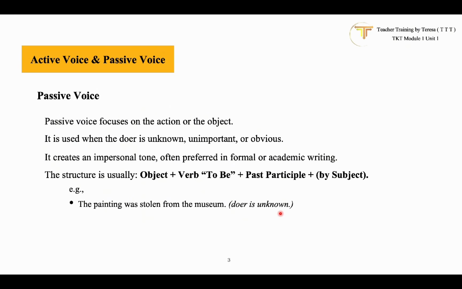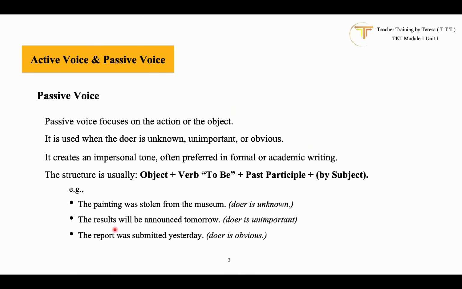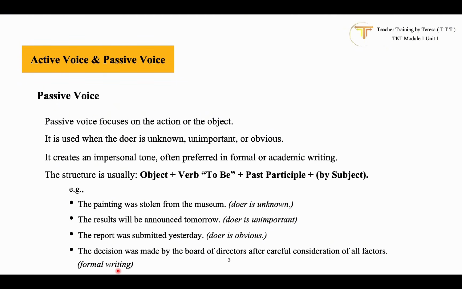Doer is unknown: The results will be announced tomorrow. Doer is unimportant: The report was submitted yesterday. Doer is obvious: The decision was made by the Board of Directors after careful consideration of all factors. Formal writing.